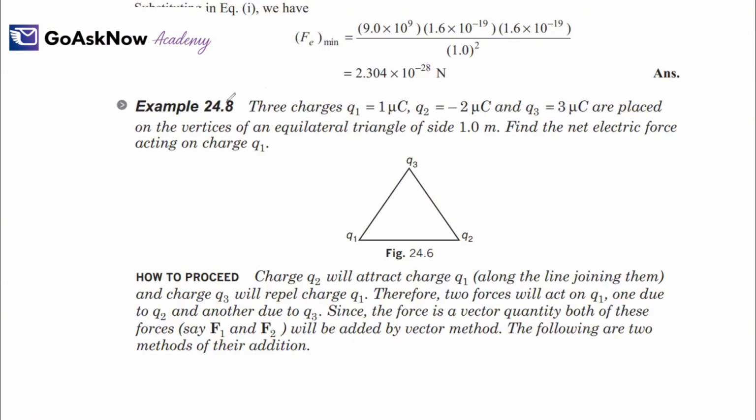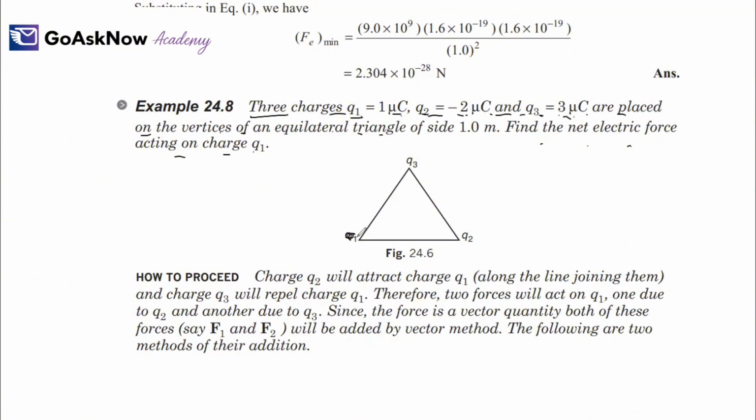Let's read out what it says. Three charges, Q1 is 1 microcoulomb, Q2 is minus 2 microcoulomb, and Q3 is 3 microcoulombs, are placed on the vertices of an equilateral triangle of side 1 meter. Find the net electric force acting on the charge Q1. So here three charges are there, Q1, Q2, Q3. Their magnitudes are given here, and we have to find the net electric force acting on charge Q1.